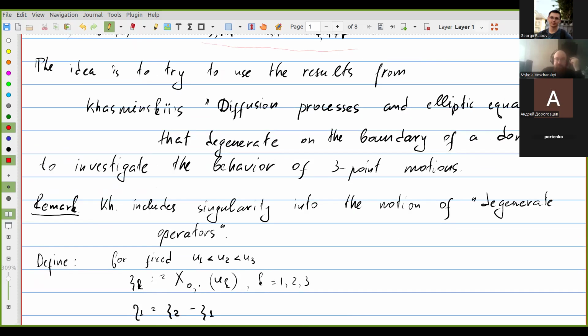And the idea that I want to present is that one can use some barriers developed by Hesminski, in his very old paper, one of his first papers actually. My translation of the title is Diffusion Processes and Elliptic Equations that degenerate on the boundary of a domain. And we can use those barriers to discuss the behavior of three-point motions in such coalescing flows. Hesminski includes singularity, that is coefficients that grow to infinity, as well as degenerate coefficients.